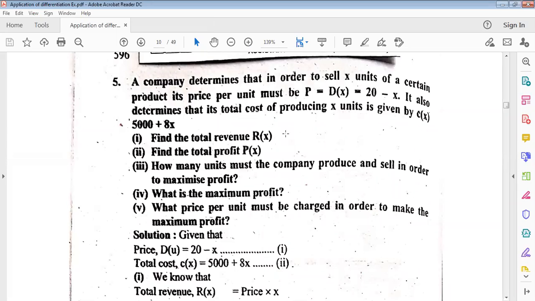Now we have to find five items. Find the total revenue. Find the total profit P(x). How many units must the company produce and sell in order to maximize the profit? Number 4, what is the maximum profit? Number 5, what price per unit must be charged in order to maximize the profit?